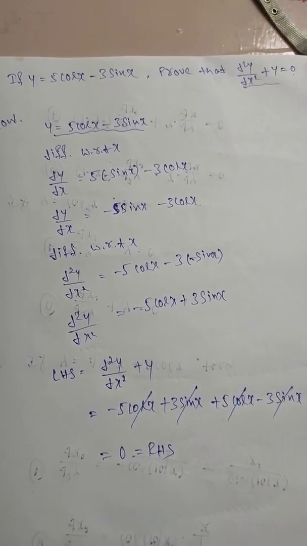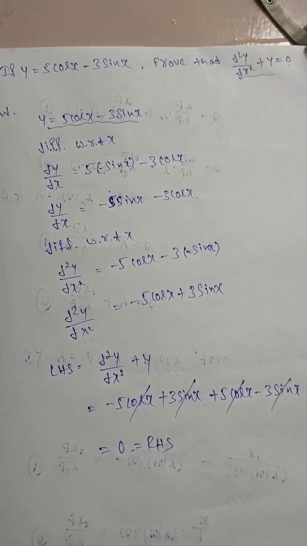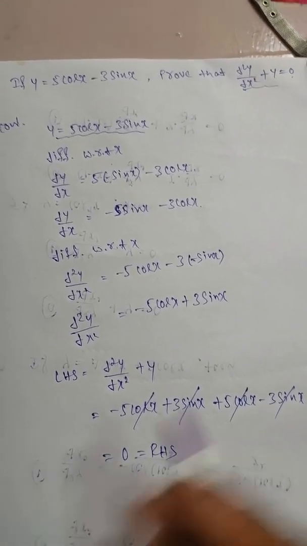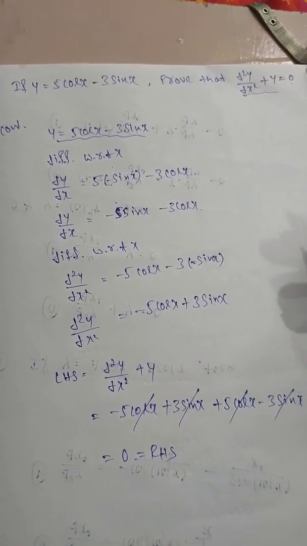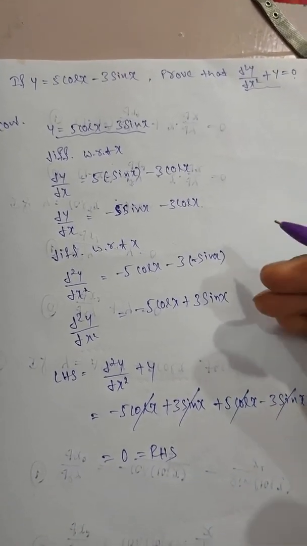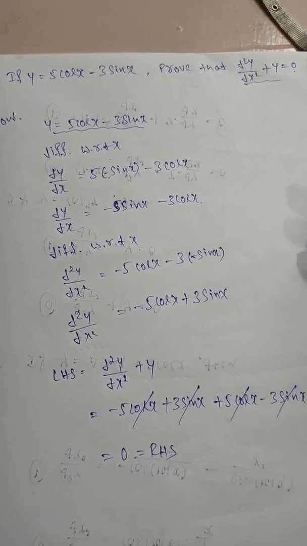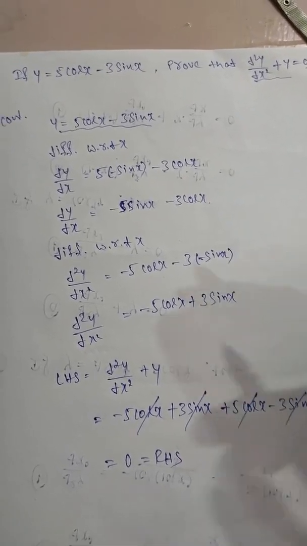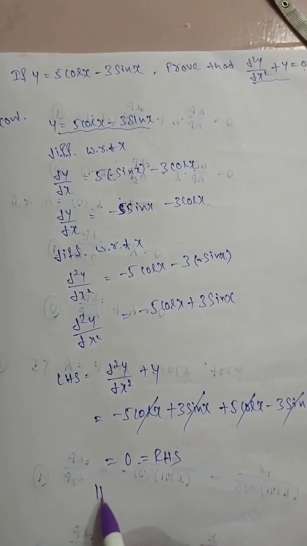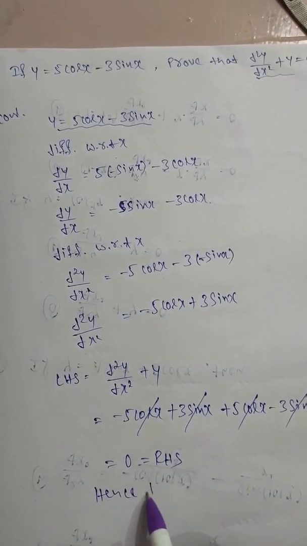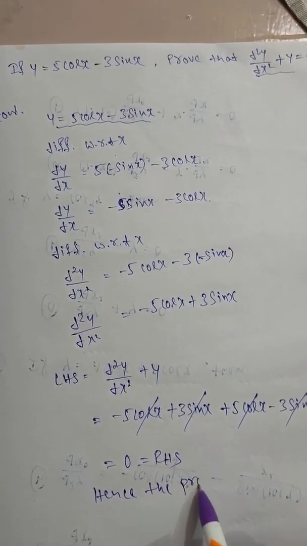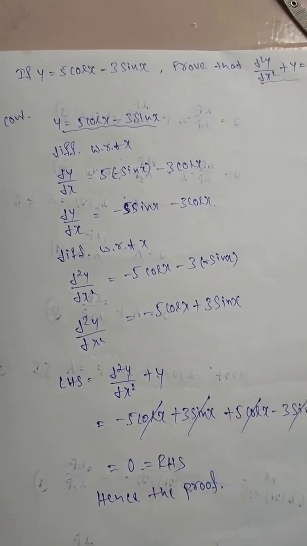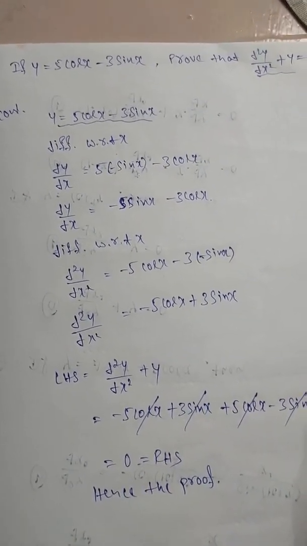Easy problem. This problem is for 5 marks. Very simple problem. We just differentiate the function twice and substitute it on the left hand side, and we get the RHS. This is for 5 marks. At the end of the problem you want to write one statement, hence proved. That's all.